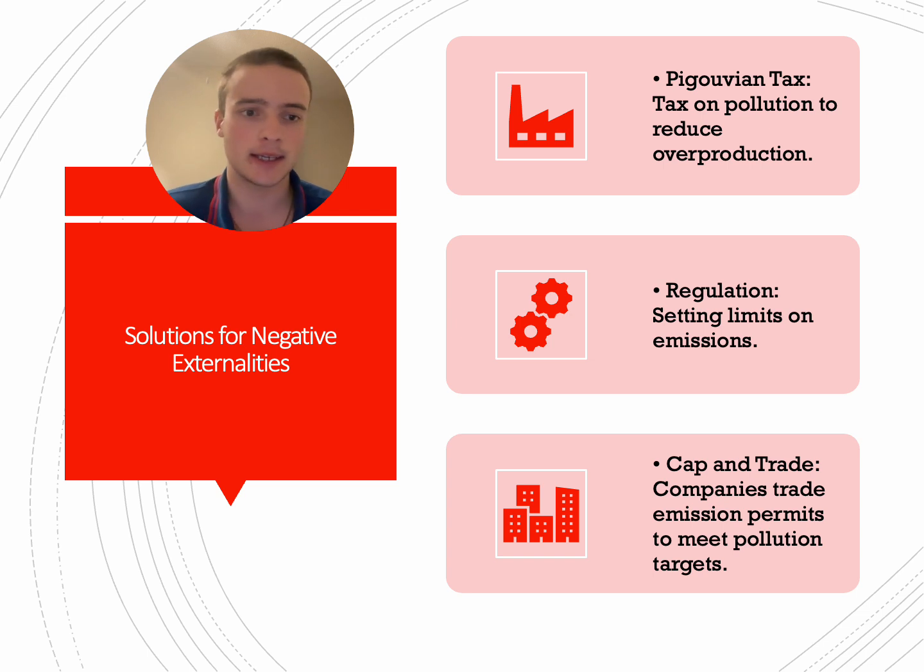So now you may be asking, solutions for negative externalities. So we're going to do this with respect to that previous example. So Pigovian tax is a tax on pollution to reduce overproduction, regulation, setting limits on emissions, and then cap and trade. So companies can trade emission permits to meet pollution targets.